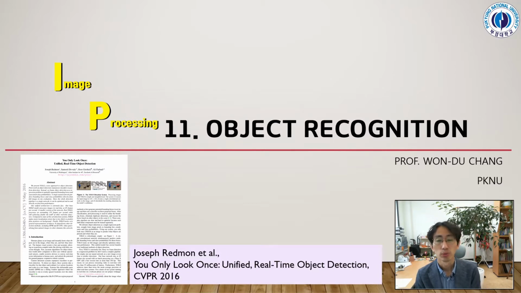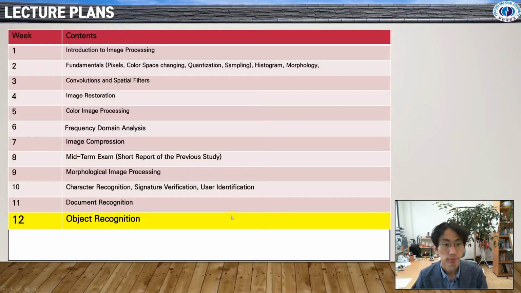Object detection and recognition is divided into two periods, before YOLO and after YOLO. So this is a very famous and very important paper. Today I'm going to present the contents of this paper. This paper was published in 2016 by Joseph Redmon and his colleagues.